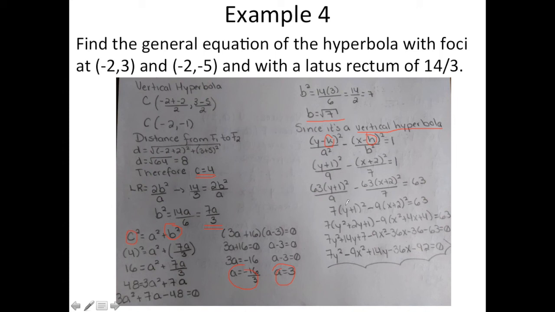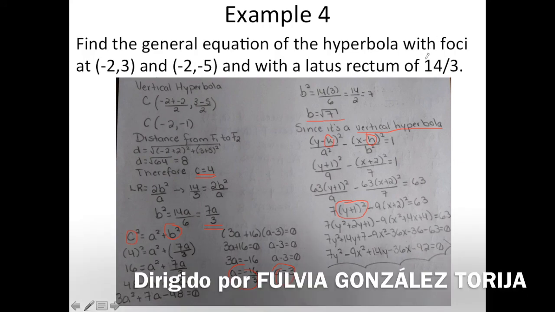I multiply everything by 63 and I end up with 7 times this parentheses minus 9 times this parentheses equal to 63. You have to expand this binomial: first one squared, plus 2 times the first one times the second one, plus the second one squared. And I get y squared plus 2y plus 1. Same thing with x plus 2 squared: x squared plus 4x plus 4. And then you just multiply 7 times this parentheses and negative 9 times this parentheses. You get all of this, and then you make sure that you subtract this 63 to the other side, and you get that your equation is 7y squared minus 9x squared plus 14y minus 36x minus 92 equals 0. This right here is the general equation of the hyperbola that has focus 1 as negative 2, 3, and focus 2 as negative 2, negative 5, and it has a latus rectum of 14 over 3.